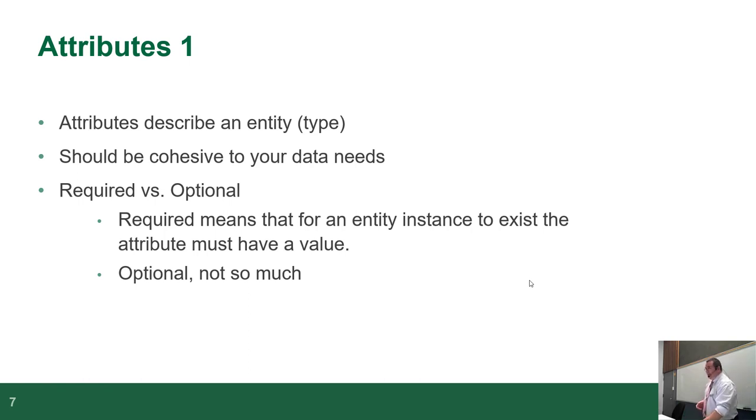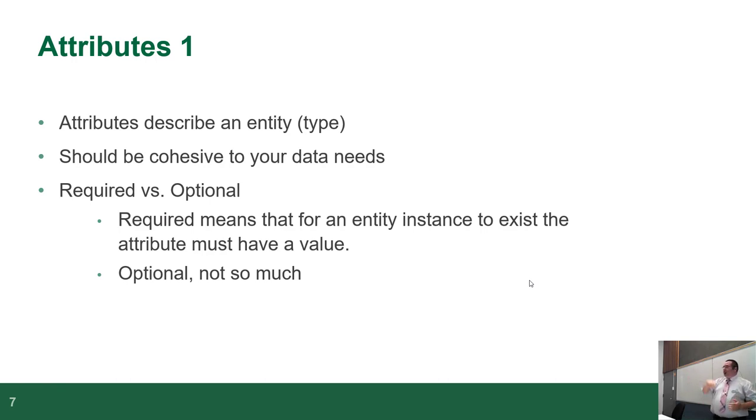So far I've described entities: things, students, rooms, teachers, they're all things. However, when we want to actually describe those things, that's where attributes come into the party. Attributes describe entity slash entity types. It should be cohesive to your data needs. Now, there's a definition right there. When you see words like that on a slide, you know that's a definition. What that means is when you define an entity, any data you collect in regards to that entity should reflect that entity. Even that sounds funny when I word it like that.